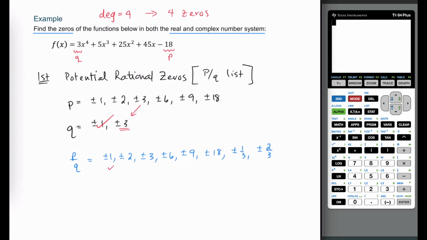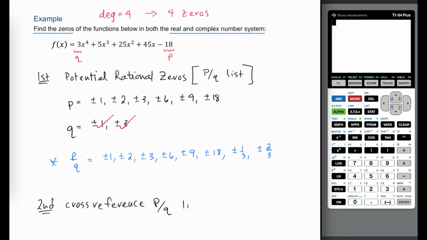3 over 3 is 1, but we already have 1 in the list, so we don't need to duplicate that. 6 over 3 is 2, and we already have that. 9 over 3 is 3, and we already have that one. And 18 over 3 is 6, but again, we have that in our list already. So this is our complete P over Q list.